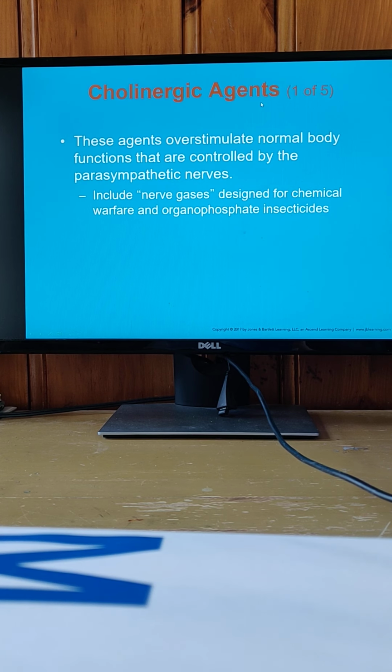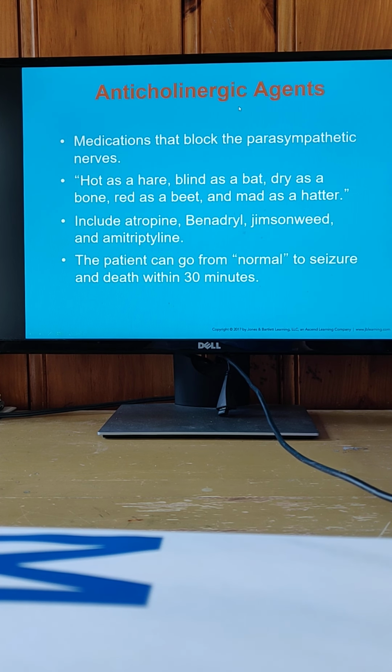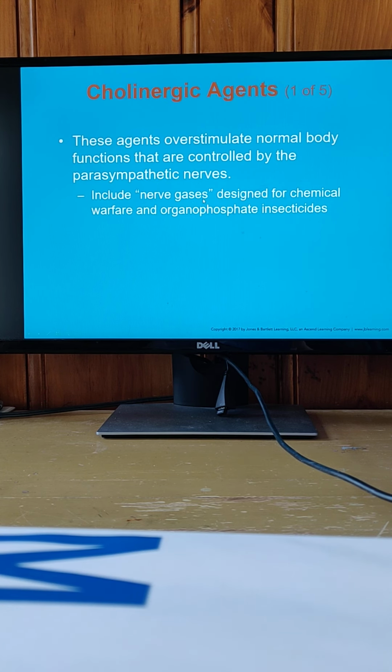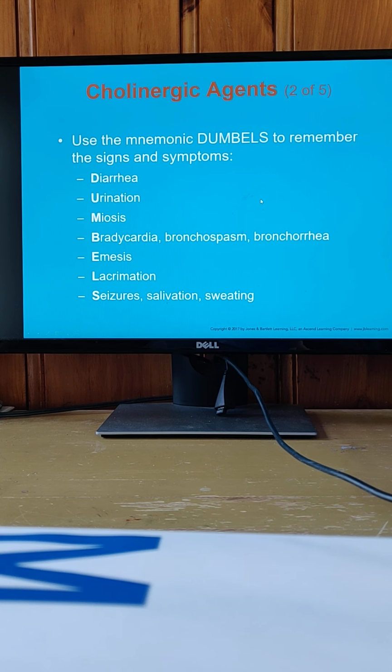Cholinergic agents, not like the one before, the anti ones, but the actual agent itself, overstimulate normal body functions that are controlled by the parasympathetic nervous system. They include nerve gases designed for chemical warfare and organophosphate insecticides. These are really bad things. They're really, really bad.